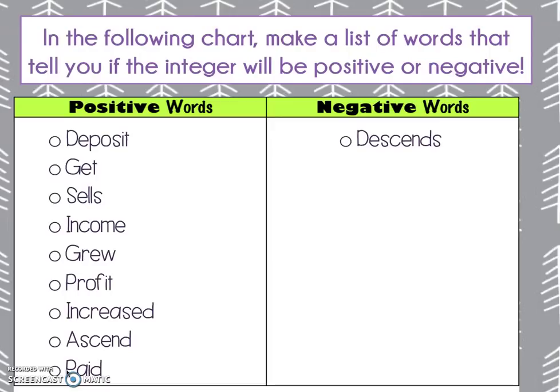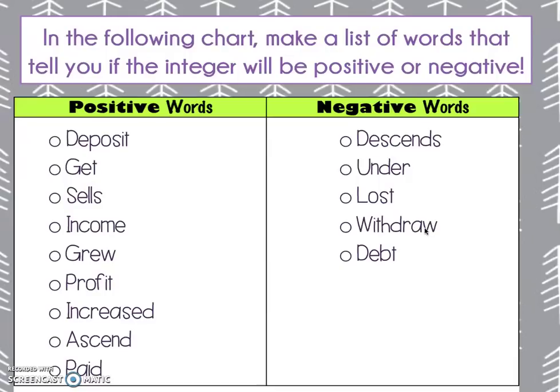Words that mean an integer is going to be negative are words like descends. Descends means it's going down. So if we're descending in elevation like a submarine, that's going to be a negative. Under, under sea level or below sea level, both of those words tell us that it's a negative. The word lost, if you lose weight, those are negative pounds. Withdrawal is like the opposite of deposit. Deposit means to put money in your account. Withdrawal means to take it out. And it's a negative because we're taking it out of our accounts.